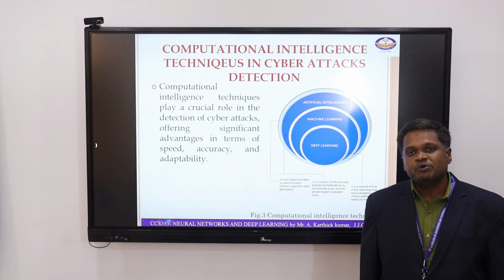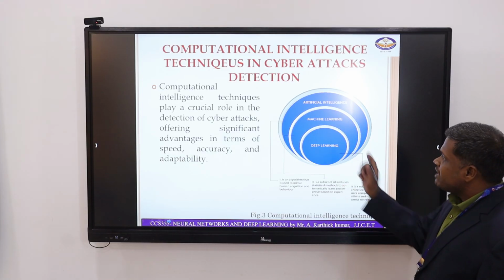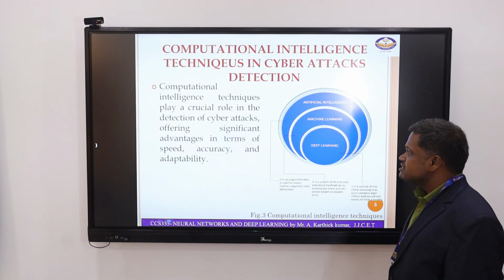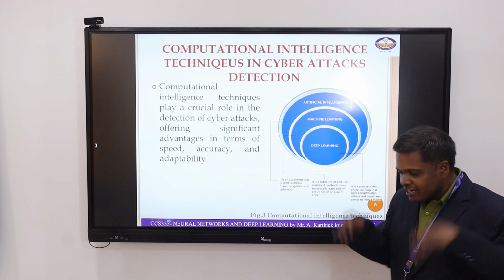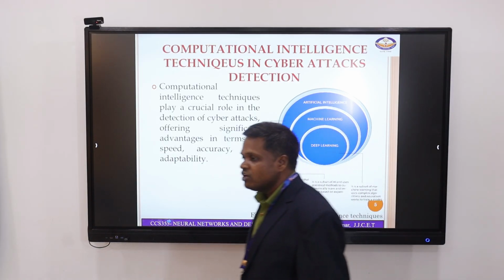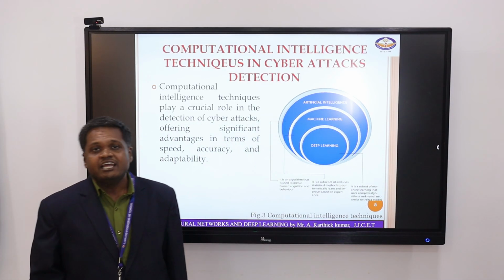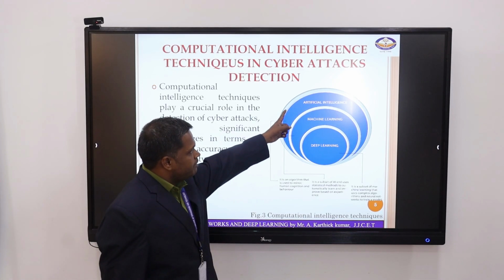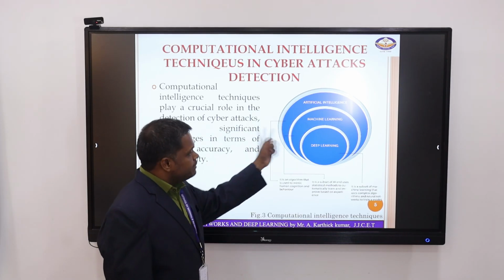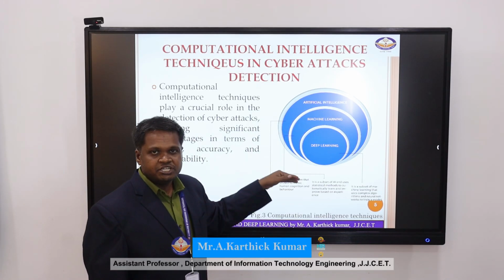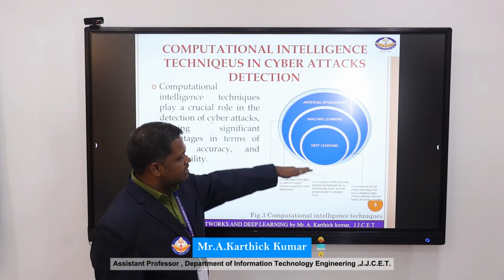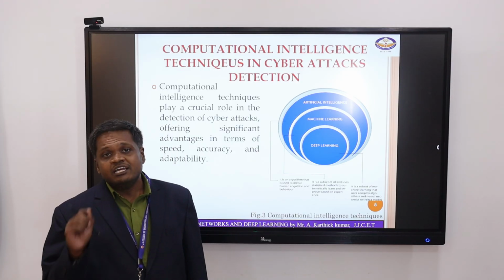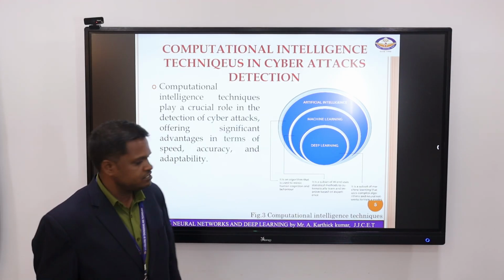What is meant by computational intelligence techniques? They play a vital role in cybersecurity attacks, with significant advantages in speed, accuracy and adaptability. All the computational intelligence techniques play a vital role in the detection and mitigation of cybersecurity attacks nowadays. There are a variety of computational intelligence techniques like AI and machine learning. The subfield of AI is called machine learning, and the subfield of machine learning is called deep learning. All these techniques play a vital role in mitigating cybersecurity attacks.